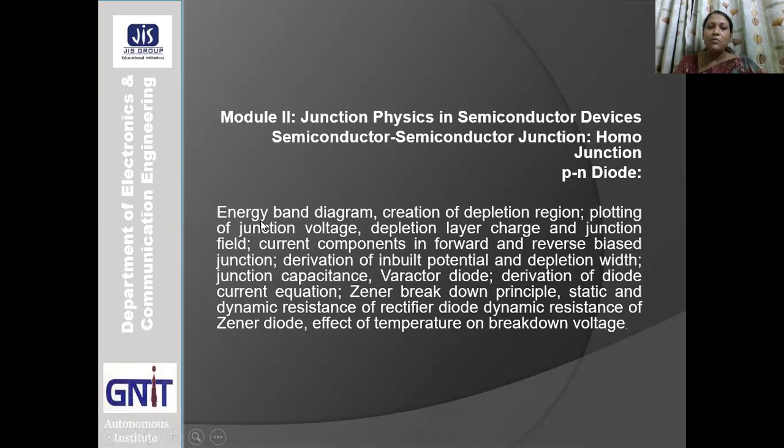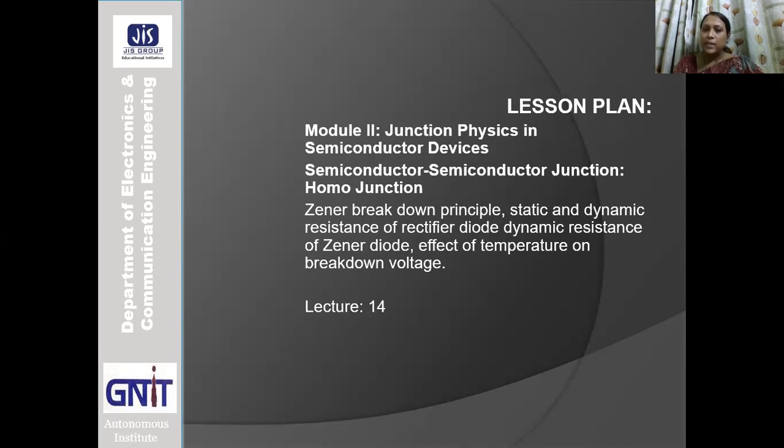So PN junction diode is nothing but the energy band diagram, creation of depletion region, plotting of junction voltage, depletion layer, and obviously the derivation of inbuilt potential, depletion width, junction capacitance, varactor diode, derivation of diode current equation, Zener breakdown principle, static and dynamic resistance, effect of temperature on breakdown voltage. So this lecture particularly emphasizes Zener breakdown principle, static and dynamic resistance of rectifier diode, dynamic resistance of Zener diode, and effect of temperature on breakdown voltage.